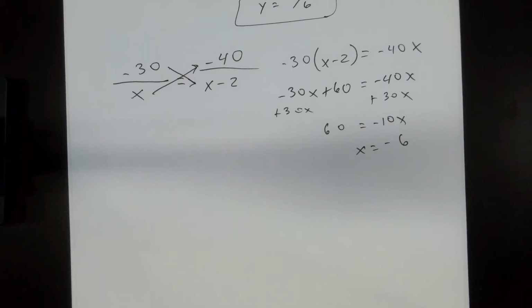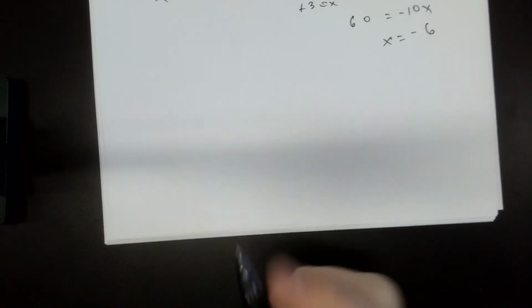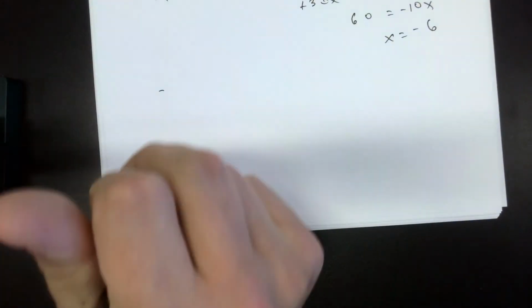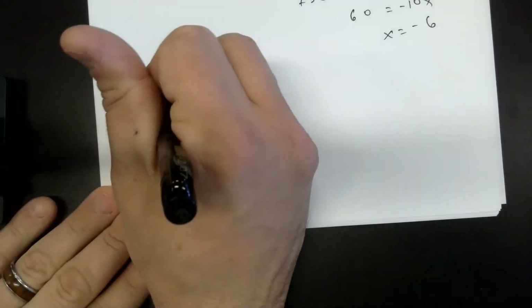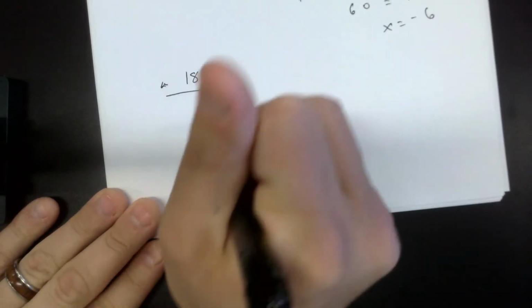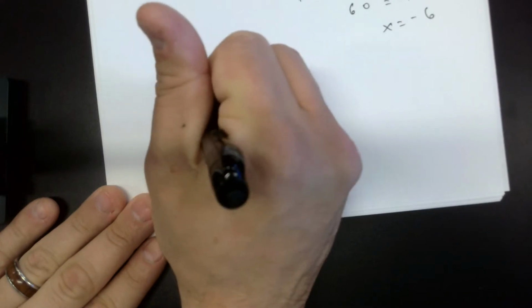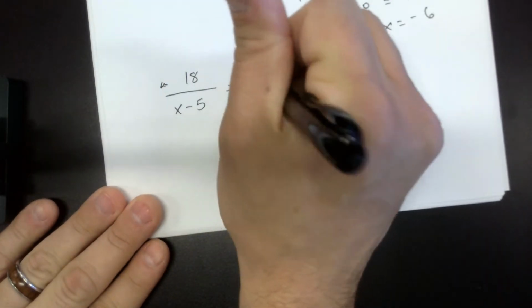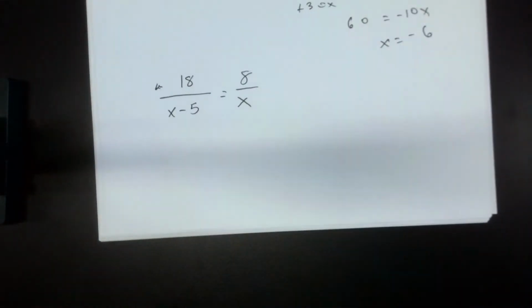All right, I'm going to have you guys try one on your own, just to show that we can move on to the harder stuff. Should we make up our own, or should we get one off your homework? What should we do? Thank you, Jackson. 18 over x minus 5 equals 8 over x. Try that one on your own.